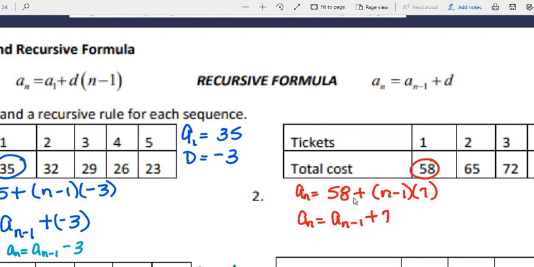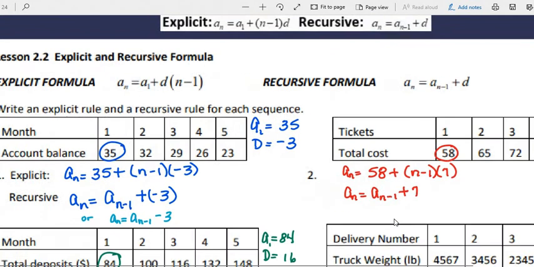The first term is 58, plus (n minus 1), which is always the same, and then my common difference is 7. I chose to write it at the back. Now I'm going to write the recursive rule. So I'm going to put a sub n equals, and remember this part is always the same, a sub n minus 1. And then 7 is my common difference, so I'm just going to put plus 7 right here.